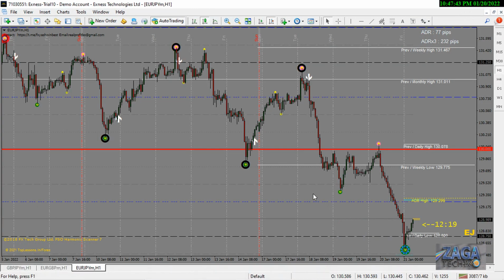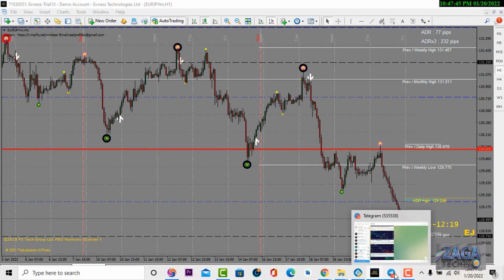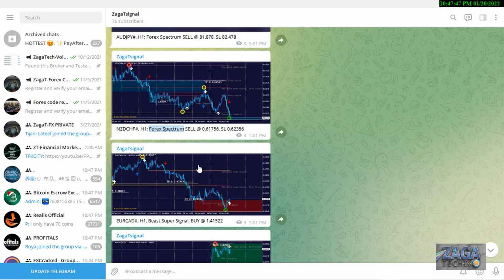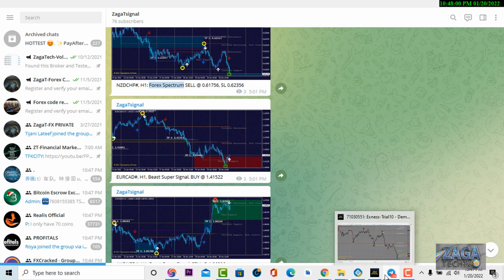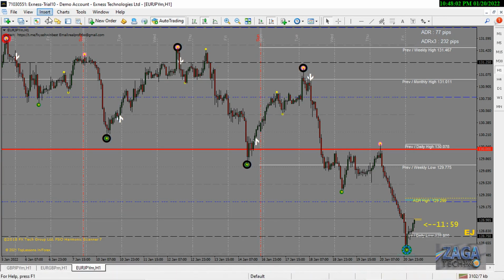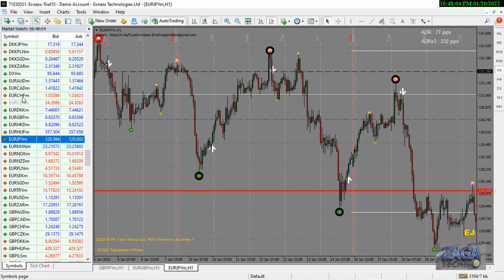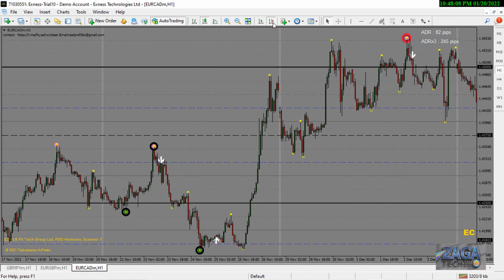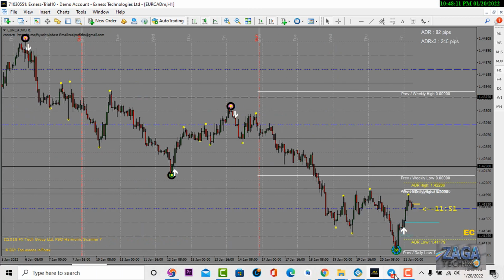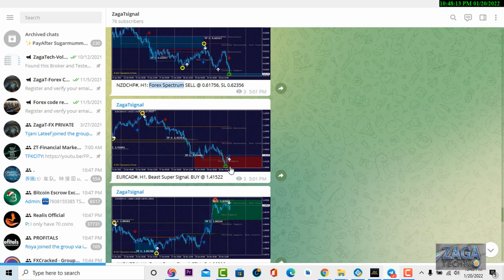All right, let me move back to where I was showing you guys. Now this is the signal. I'm not talking about this Forex Spectrum. This is the Euro card B super signal. This is H1 time frame. So we have the Euro card H1 B super signal buy. All right, let's move to H1 on Euro card. We have this Euro card on H1 time frame, which happened yesterday. Let's take a look and see where it happened yesterday.